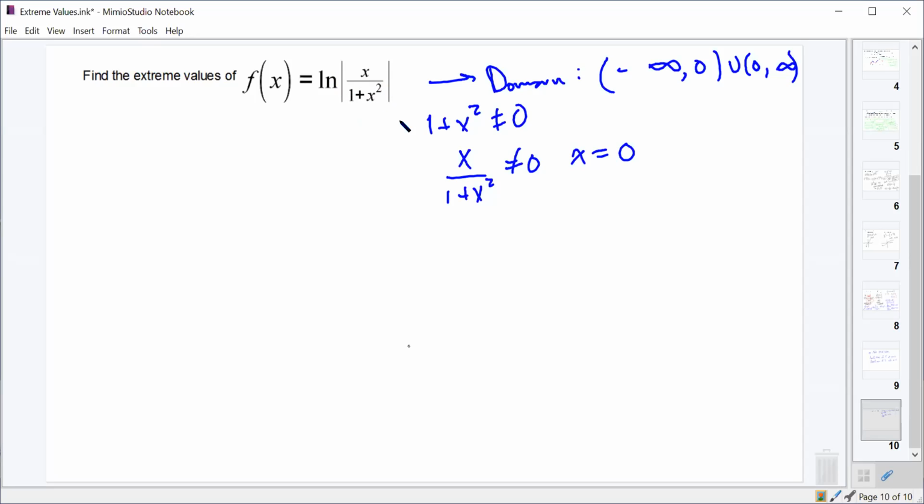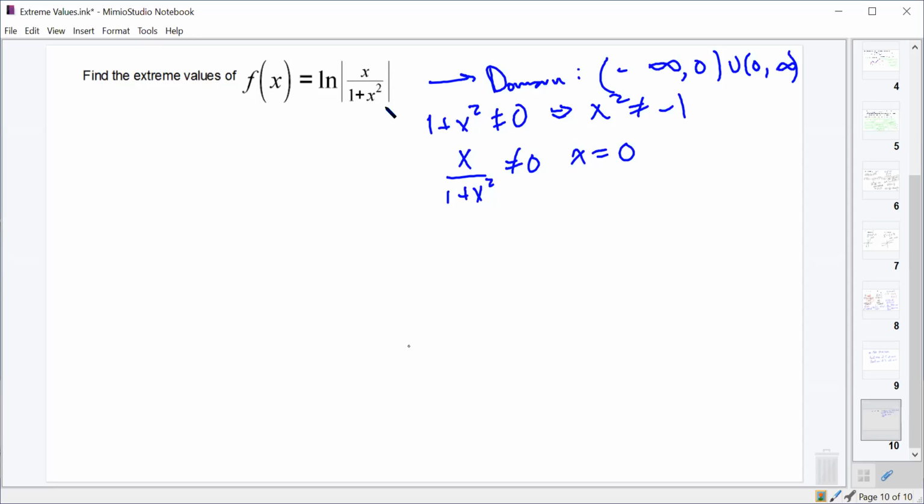Are we ignoring that the denominator can't equal 0? Well, 1 plus x squared doesn't equal 0 means that x squared can't be negative 1, which there's no real solution to. Yeah, 1's positive, x squared is always positive. Add them together, and you're never going to get 0. So, okay, now what do we need to do?